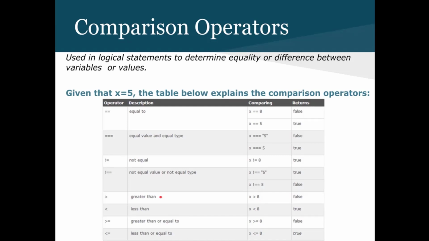Greater than is pretty straightforward. It's like, is x greater than 8? So x, which has the current value of 5, is that greater than 8? No, that's false. Is x, 5, less than 8? That's true. Is 5 greater than or equal to 8? That's false. And is x, being 5, less than or equal to the value of 8? Well, that's true.